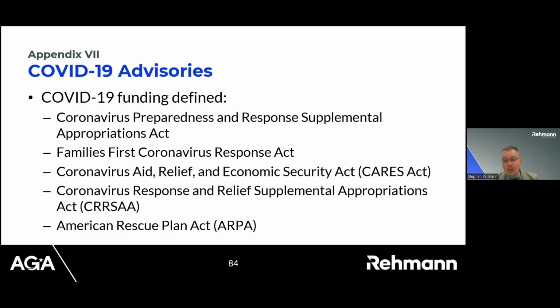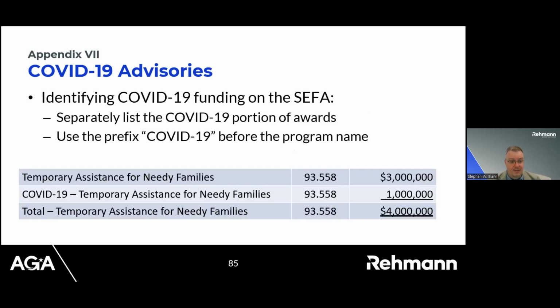They want to know what's out there from the perspective of COVID grants. So on the CFA, they're actually going to request that the COVID portion of any particular program be broken out from the non-COVID portion. So what that looks like from a practical perspective is if you have a particular program, in this case we have TANF, that has some COVID money and some non-COVID money, then what you would do is put in the amount of the non-COVID money and the amount of the COVID money on separate lines and put COVID-19 at the beginning of that row on the CFA.